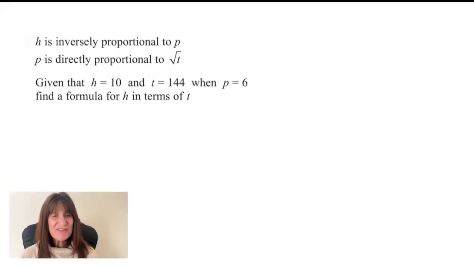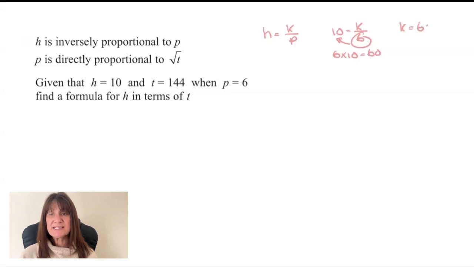Okay, so we're going to do everything step by step in this question. So line 1 says H is inversely proportional to P. So we're going to set that equation up. H is equal to K over P. I'm then going to substitute in the values that they've given for H and P. So I've got 10 equals K over 6. Rearrange to get K on its own, and that tells us what it will equal. K is equal to 60.